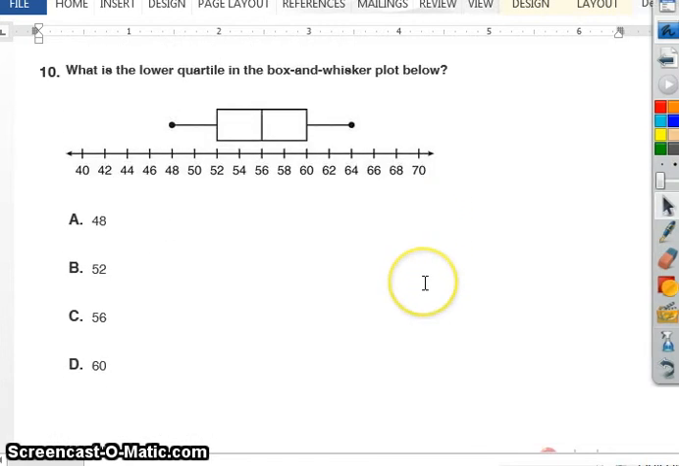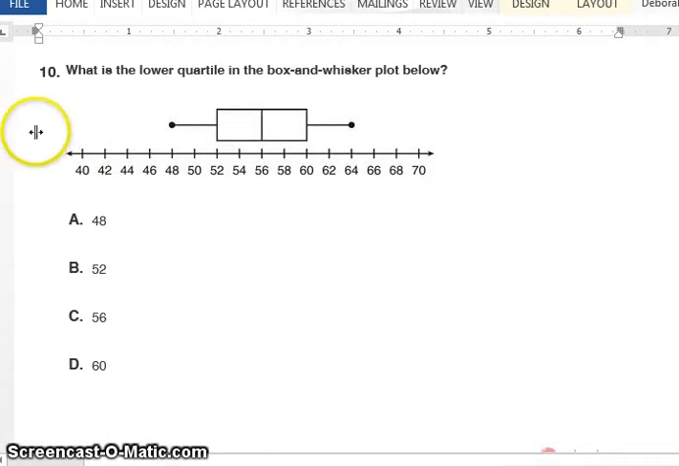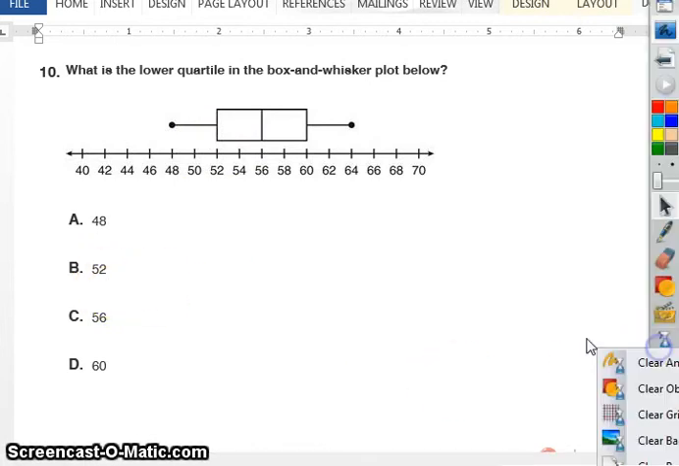All right, number 10, what is the lower quartile in the box and whisker plot below? Lower quartile should be right there at 52. Right there. So I would say B is the correct answer for that one.